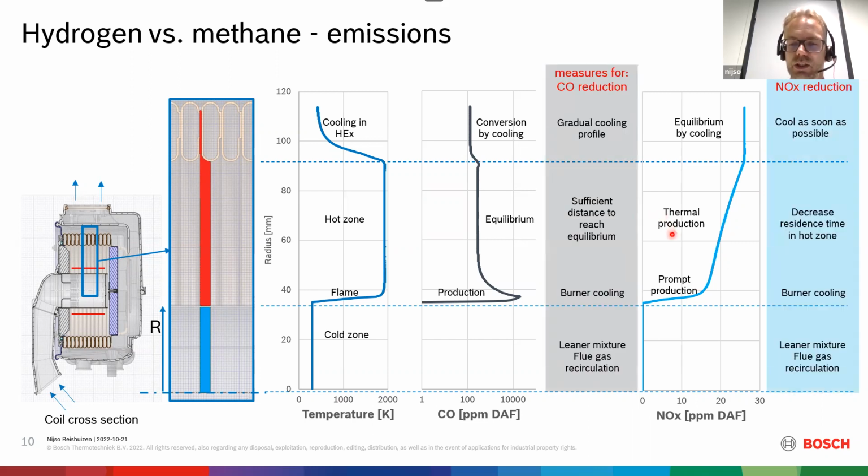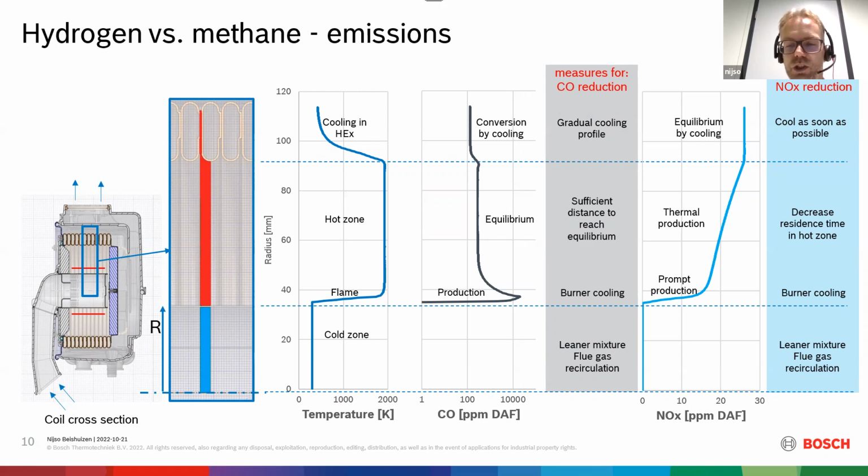So for instance, you can slowly cool the combustion products in the heat exchanger if you want to lower the CO, so this gradual cooling profile. However, this slow cooling has then an adverse effect on the NO concentration. So simultaneously optimizing CO and NO is a challenge.